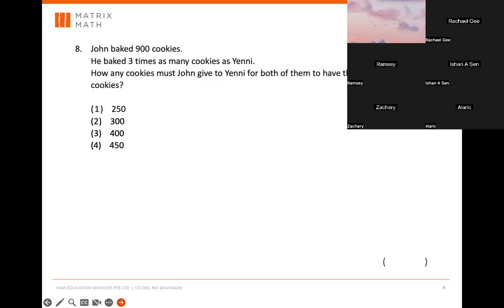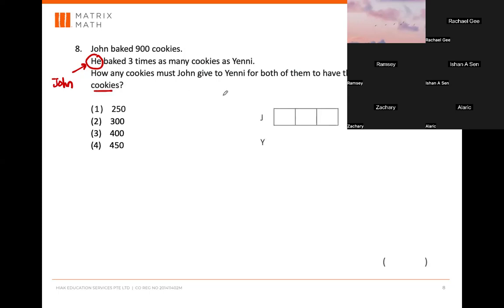Question 8. John baked 900 cookies. Okay, he in this case is referring to who? John. Okay, always practice, you know, every time when you read it, you understand. It's a good habit that you tell yourself, okay, this he is actually referring to John. Okay, so he baked 3 times as many cookies as Yenny. So how many cookies must John give to Yenny for both of them to have the same number of cookies?